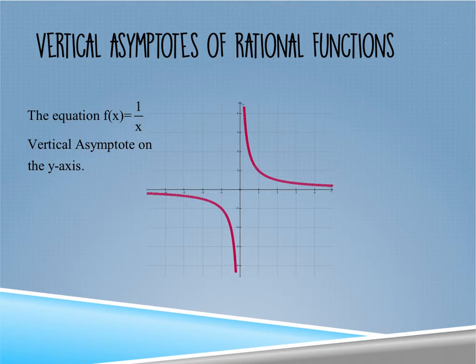All right, next we're going to take a look at vertical asymptotes of rational functions. So vertical, thinking of vertical lines, do vertical lines go up and down or left and right? Up and down. So our vertical asymptotes are going to go up and down. Lines that go up and down, do they cross the x-axis or y-axis? X-axis. They cross the x-axis, so our vertical asymptotes are always going to be x equals.